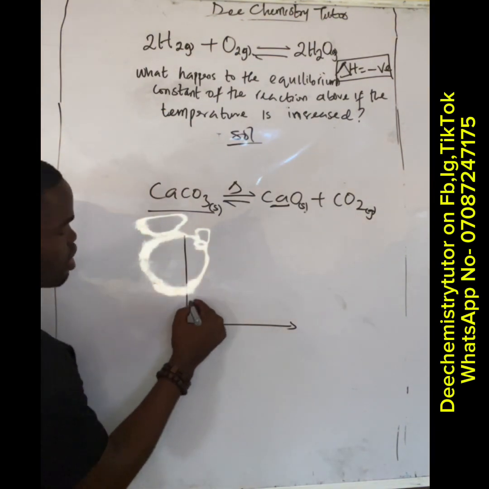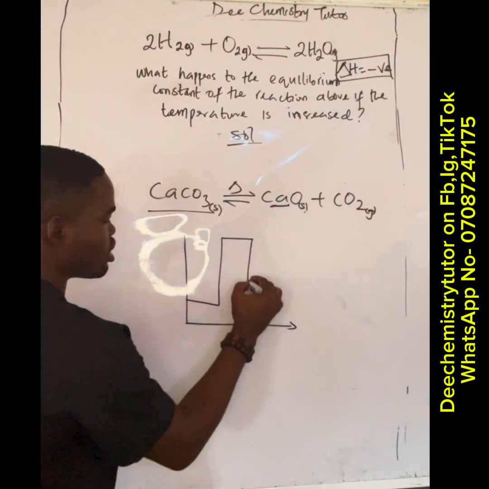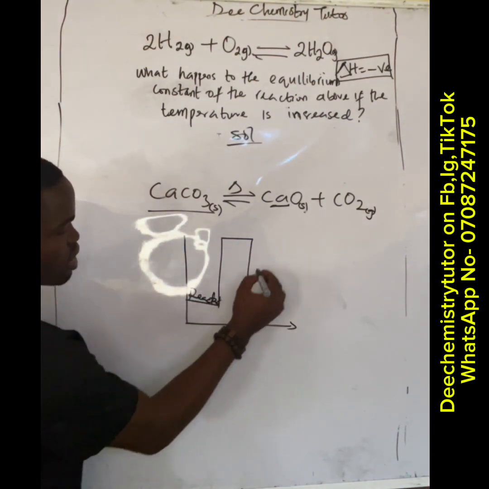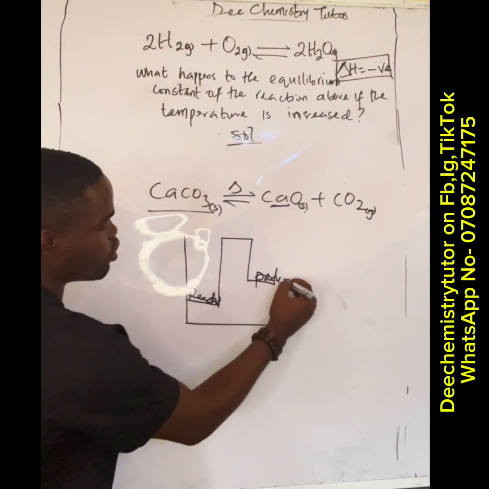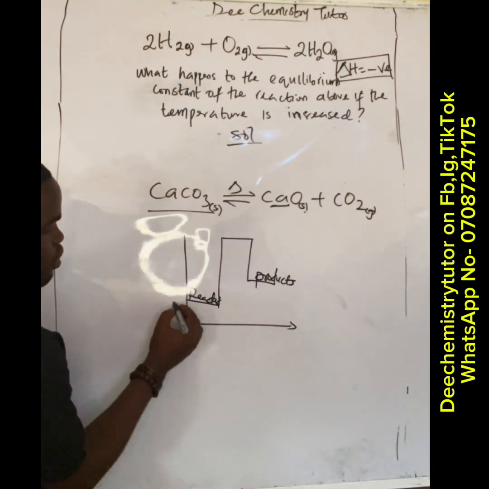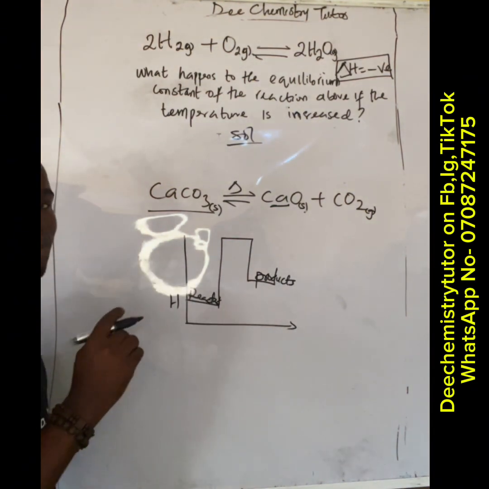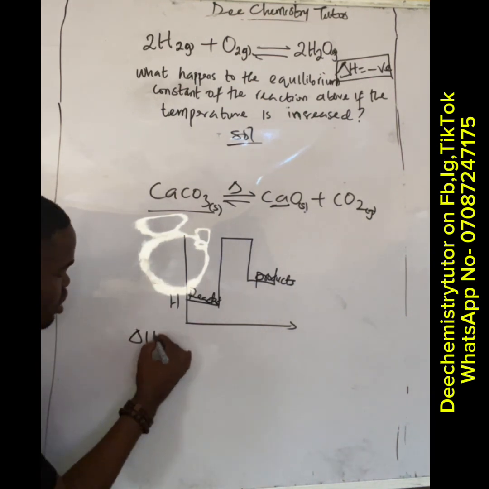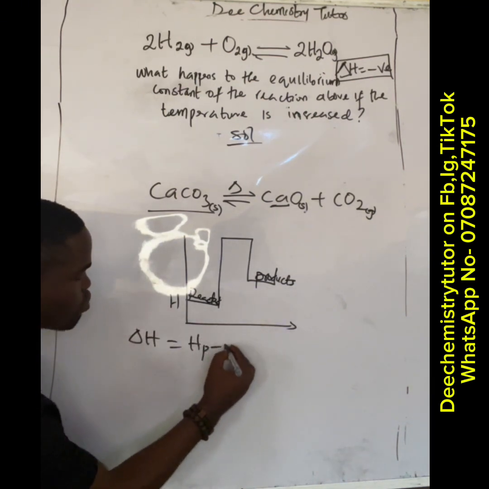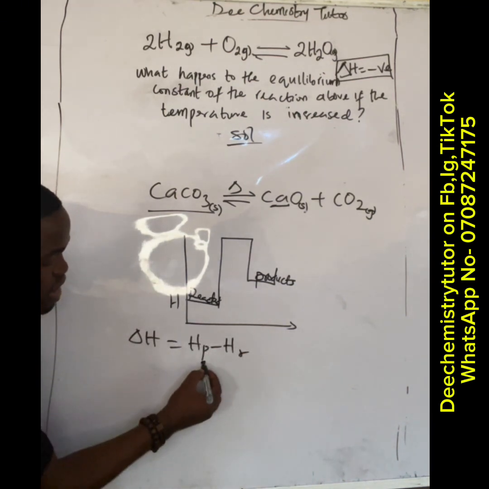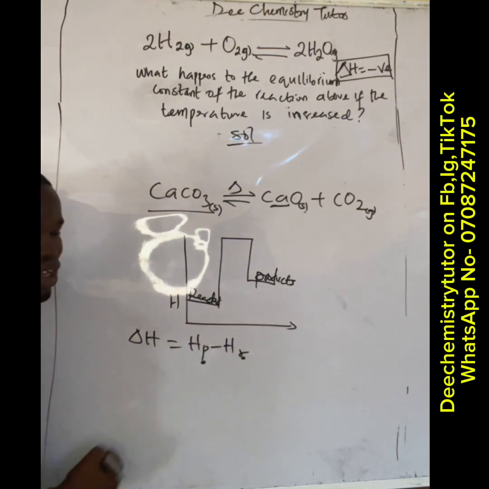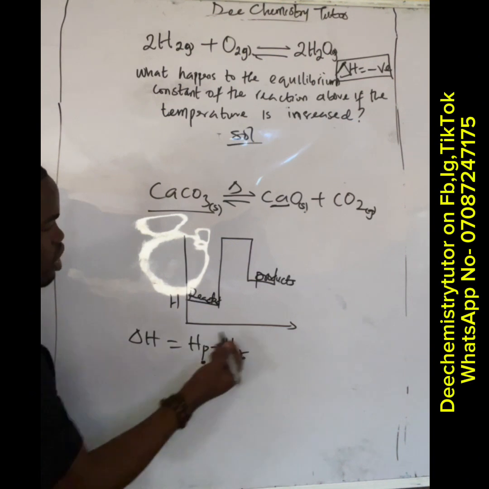Now in this case, we can have something like this, where this will be the reactant, while this will be the product. Now this means enthalpy, not the change. Enthalpy change itself means HP minus HR. That is the heat content of the product minus the heat content of the reactant. So now look at it.